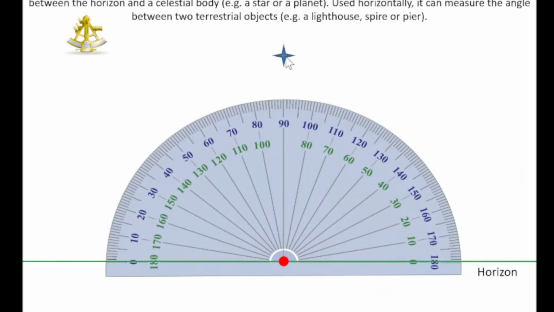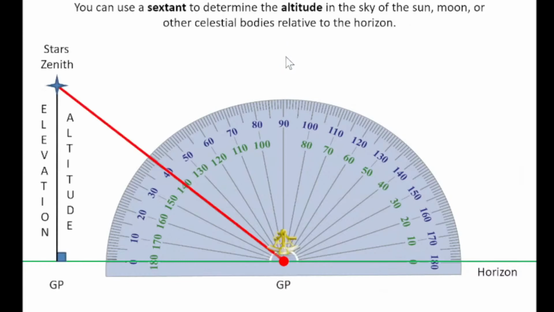Next slide. What does a sextant measure? A sextant is a navigational instrument used to measure angles. In celestial navigation, it measures the angle between the horizon and the celestial body, star or a planet. Used horizontally, it can measure the angle between two terrestrial objects, say a lighthouse, spire, or a pier. Next slide, please. The sextant is a navigational tool that measures elevation using angular distances.